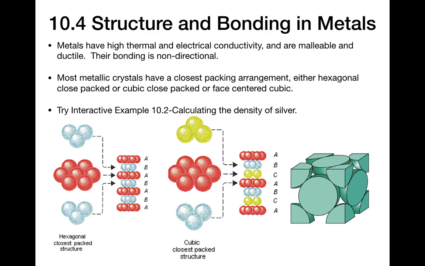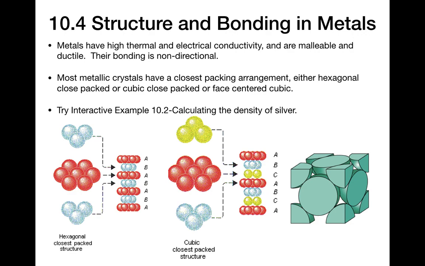Face-centered cubic shows 8 spheres at the corners of a cube, and then 6 spheres in the faces of a cube. So if we take the unit cell and sort of slice it, we see the picture on the right, which is called face-centered cubic.